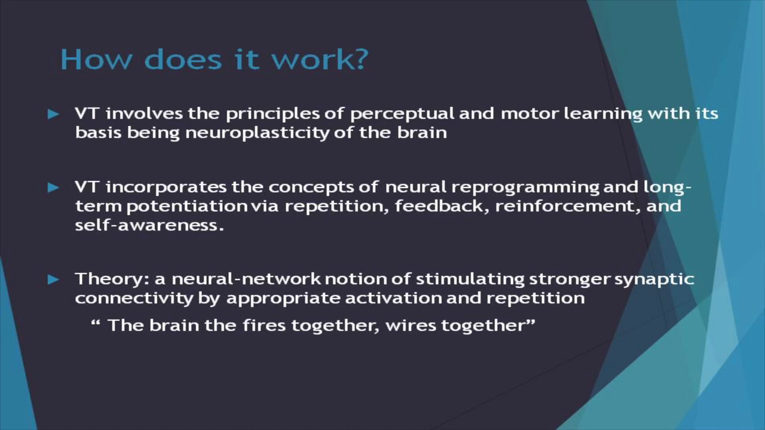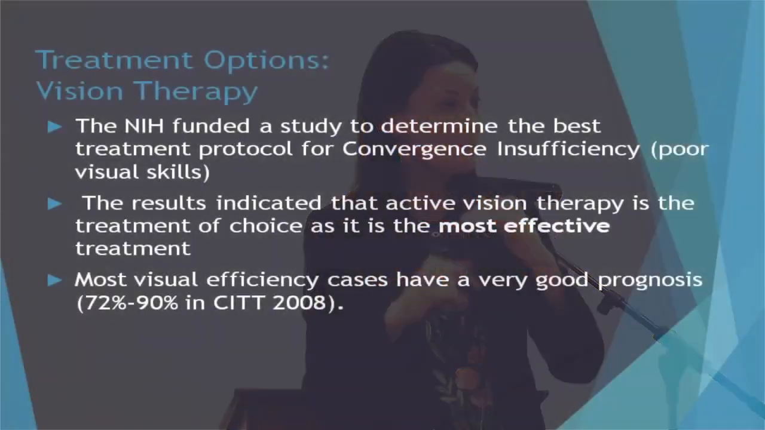We know when we're at a level of frustration and you're still trying to teach, there's going to be no long-term potentiation that night. So there's a fine line of keeping things fun and engaging versus running the mill and no longer motor learning. So a neural network notion of stimulating stronger synaptic connectivity by appropriate activation and repetition. So we're accessing the areas of the brain that we need while keeping it at a motivated neural learning area.